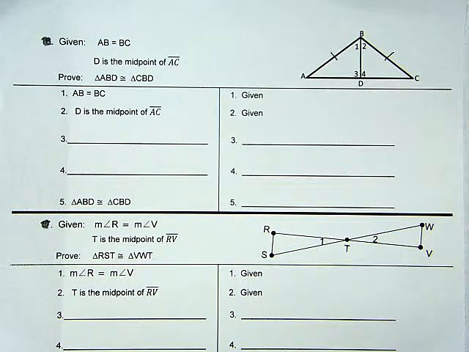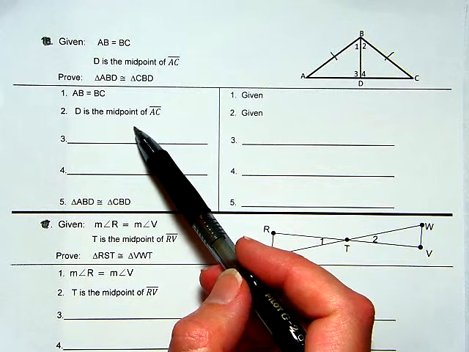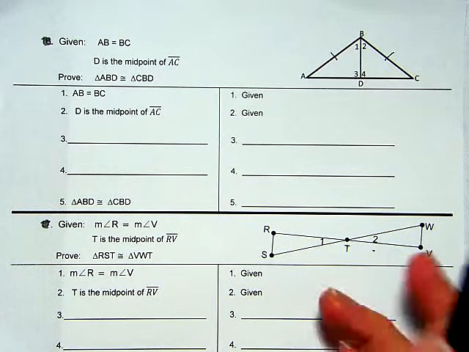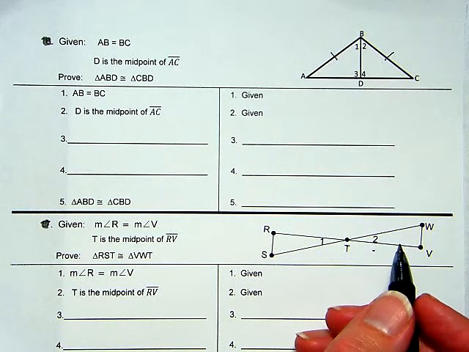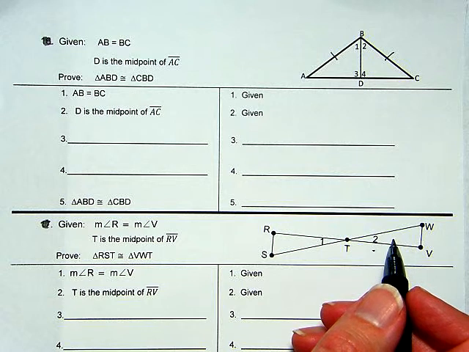We write down our givens first. The measure of AB equals the measure of BC, and the other given is that D is the midpoint of AC. These are not particularly difficult proofs, so I think in your own mind you should have a fairly good idea of where we're going.